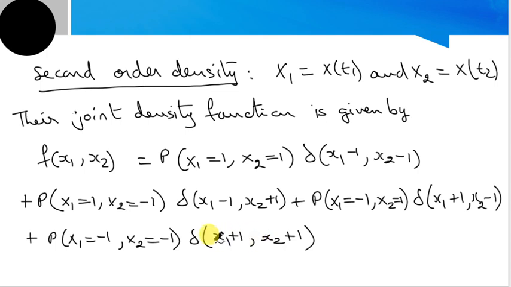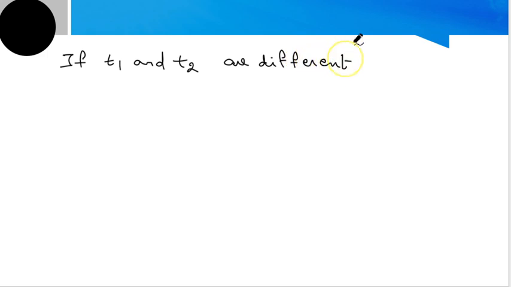Now if t1 and t2 are in different intervals, x1 and x2 are independent variables. Obviously x1 and x2 are independent.